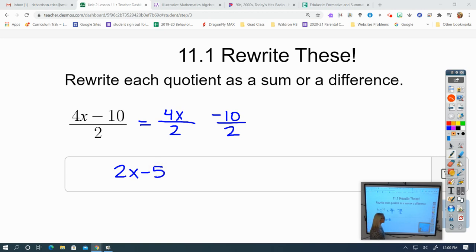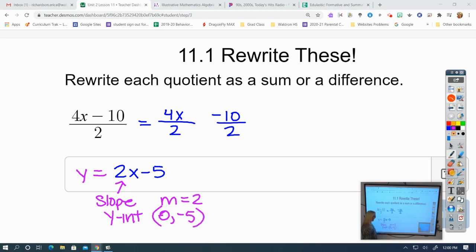All right, if I take that and add a y equals to that, I then have an equation in slope-intercept form, and I can see that the slope is 2. So slope, or m, equals 2. And then the y-intercept is negative 5. And so you write that as 0, negative 5 if you're writing the y-intercept. Okay. So let's look at another one.